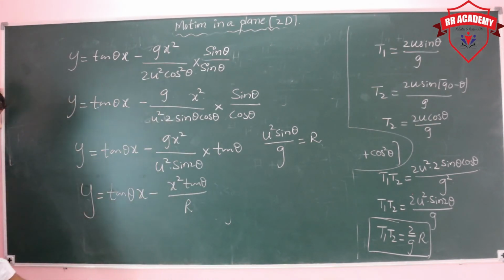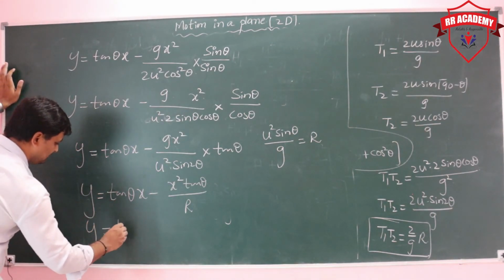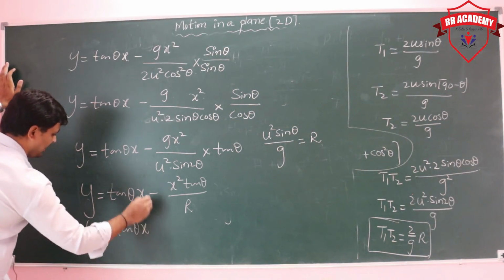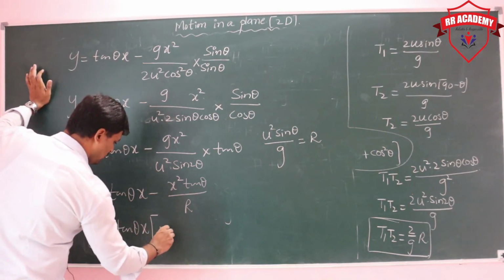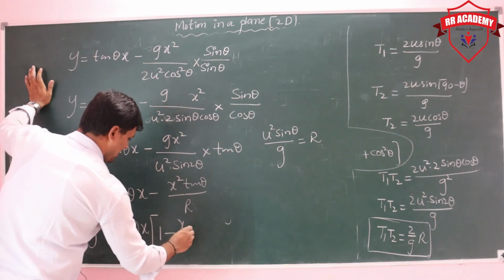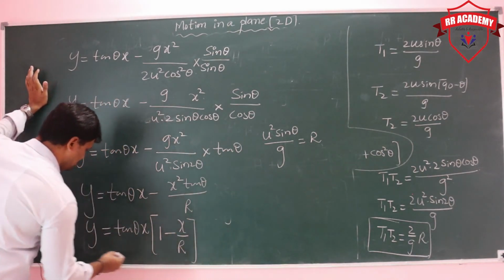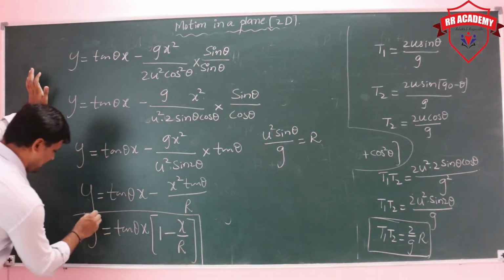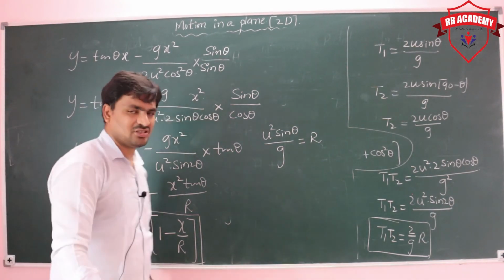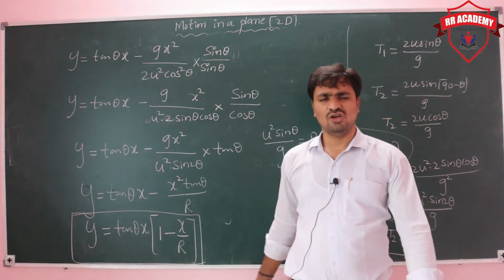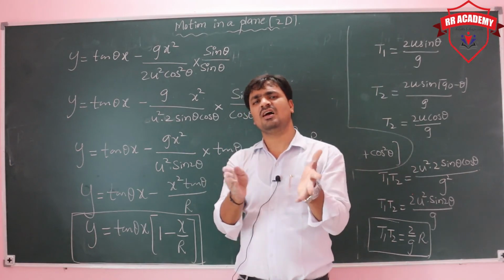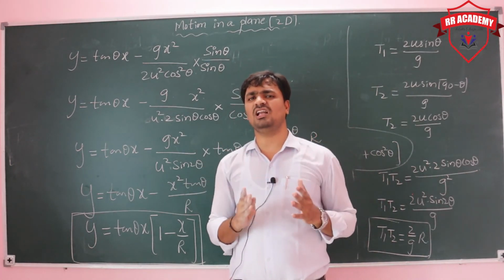Now what can we take common? We can take tan theta into x common. Then 1 minus x upon R. So this equation also represents the projectile motion equation. Just focus and practice, then automatically you will get it.